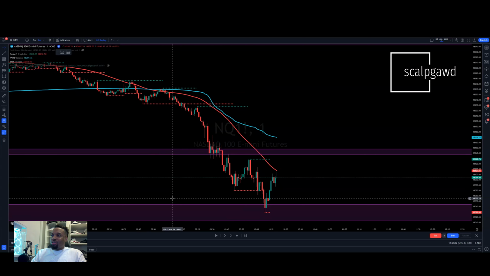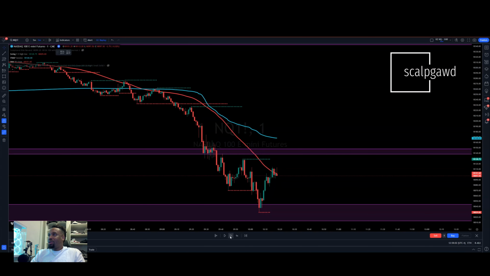I let everybody know in the group that we're going to go light on our positions today, just in case. But we are still going to look for A plus setups, which we happen to catch one. I'm going to point it out here.